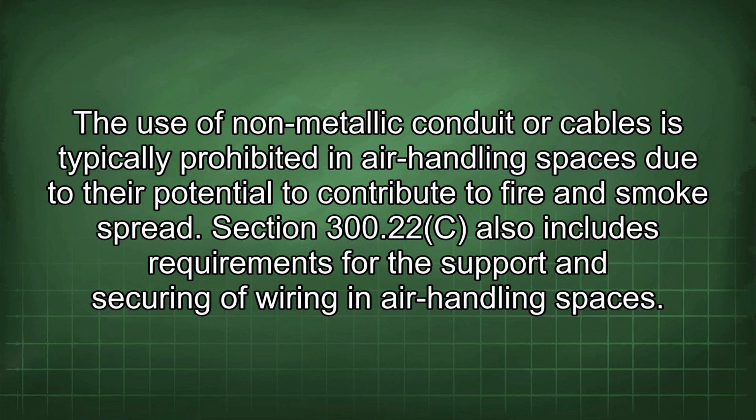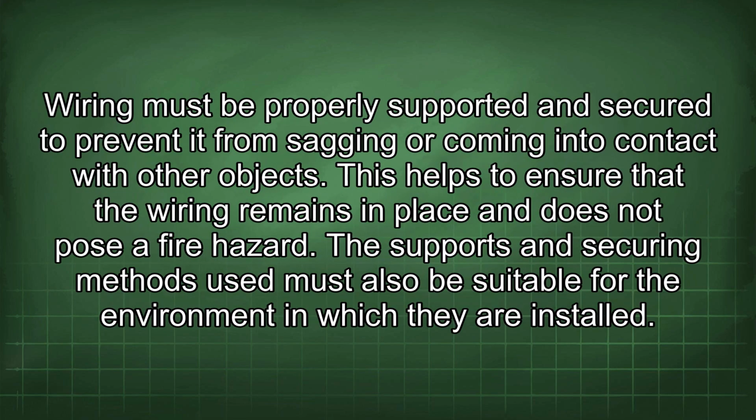Section 300.22c also includes requirements for the support and securing of wiring in air handling spaces. Wiring must be properly supported and secured to prevent it from sagging or coming into contact with other objects. This helps to ensure that the wiring remains in place and does not pose a fire hazard. The supports and securing methods used must also be suitable for the environment in which they are installed.